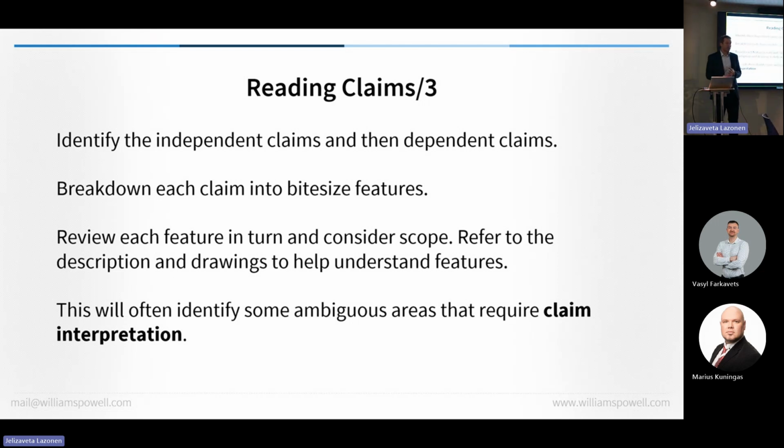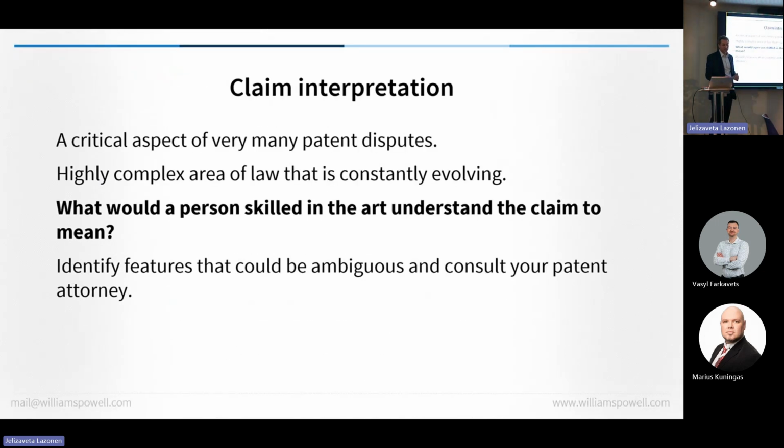If there's a feature that's a little bit unclear, it's used some functional language or something that you're a little bit unsure about, you can use the description and drawings to help understand that. We're going to talk a little bit more about how we do that in a minute. But often this process will identify some ambiguous areas, some areas where we're still not quite sure what that means, what it covers or what it doesn't. And this is something that will then require claim interpretation.